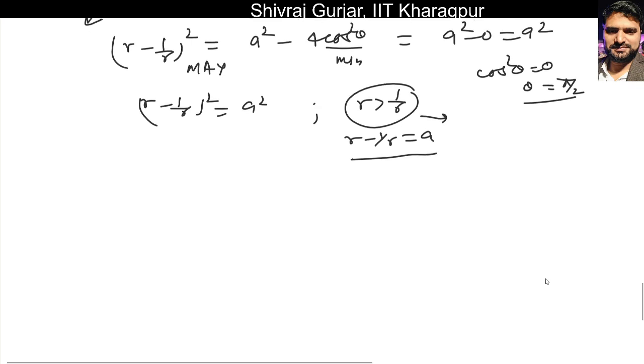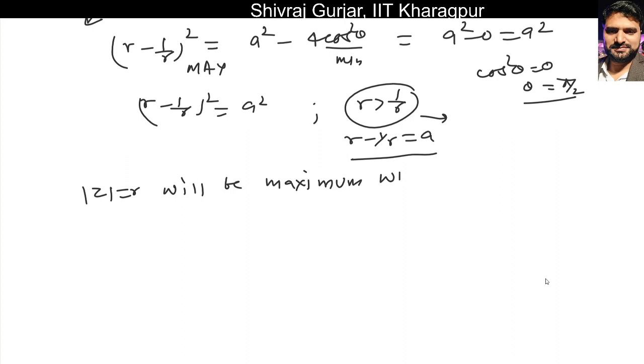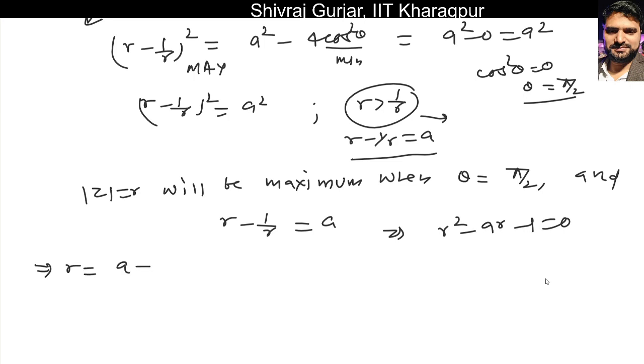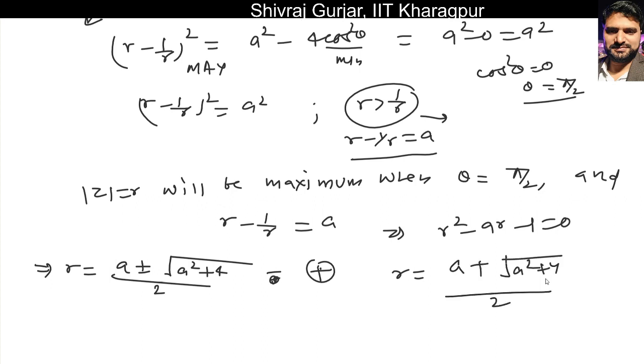Okay, so modulus z, that is r, will be maximum when theta equals pi by 2 and r minus 1 by r equals a. From here we can get the value of r, so r square minus ar minus 1 equals 0. So what is r? r equals minus b plus minus root of b square minus 4ac upon 2a. If we take minus, root of a square plus 4 will obviously be greater than a, because both are positive numbers, so r would come out negative, but r cannot be negative. So we will take only the positive sign here, so r will be a plus root of a square plus 4, divided by 2.